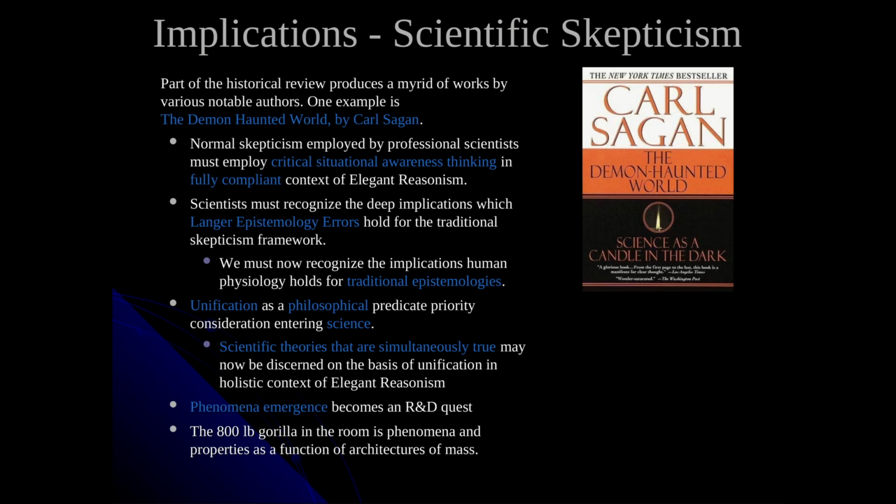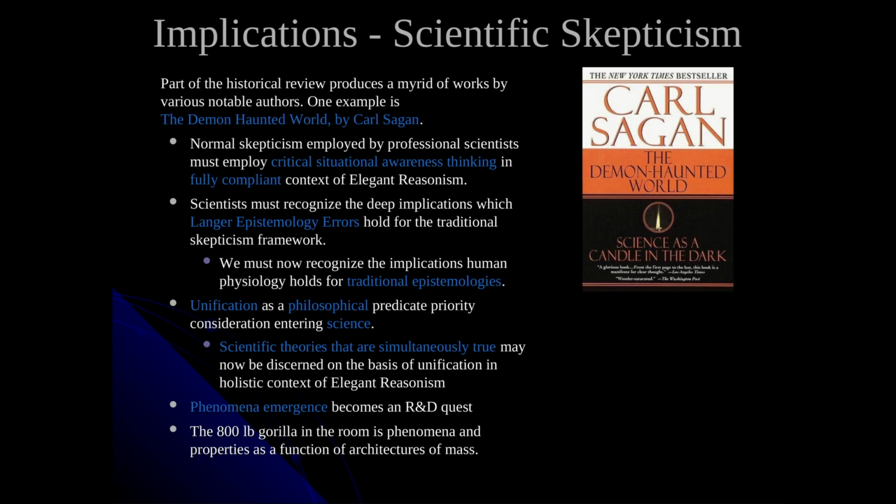Elegant reasonism requires us to consider, or it seeks truth as a function of, the unified universe. Unification is a philosophical predicate priority consideration entering science. Scientific theories, consistent with Richard Feynman's point in his speech on knowing and understanding, mean that we need to consider this larger framework of metrics relative to theories that are simultaneously true.